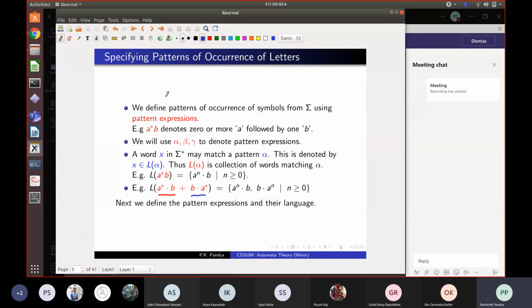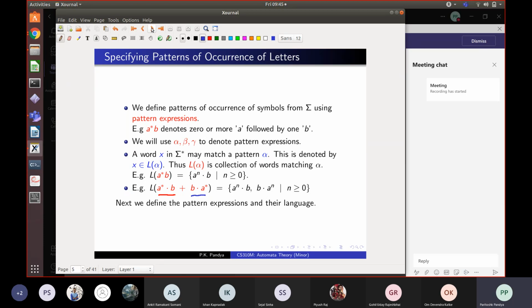Okay, so what have we said? Basically we are trying to define patterns of occurrences of letters, like these two examples that we gave. A word may match that pattern or may not match that pattern. All the words which match the pattern denote its language. So here is an example of one pattern expression and its language. Here is another pattern expression and its language.